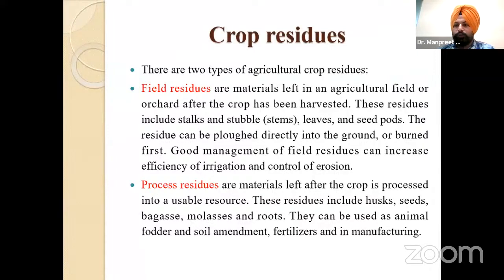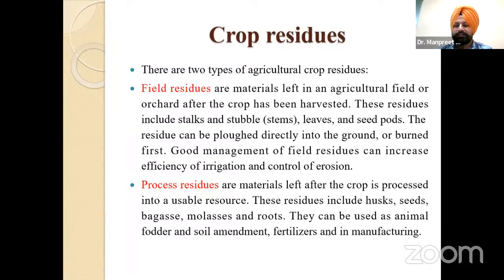Then there are basically two types of crop residues. First is field residues, second is processed residues. As is clear from the name, field residues are the materials which are left in the field or any orchard after the crop has been harvested. That may be the leaves, the stems, or seed pods. Anything which is left on the ground is a field residue. And it can be managed in different ways, or it can be incorporated or used as a mulch.